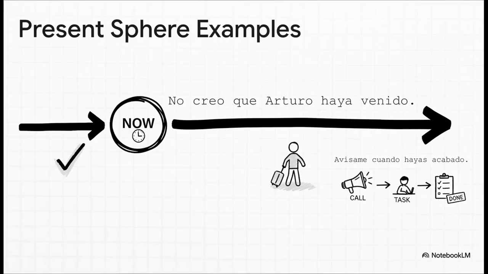Let's look at how this works. In no creo que Arturo haya venido, the not believing is happening now, but the action of Arturo having come happened before now. Same with avísame cuando hayas acabado. The finishing has to happen before the letting me know. See? It's all about expressing that time relationship.